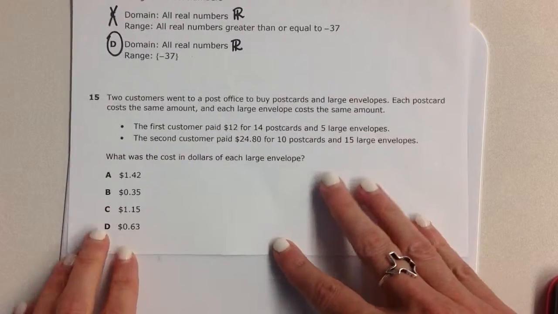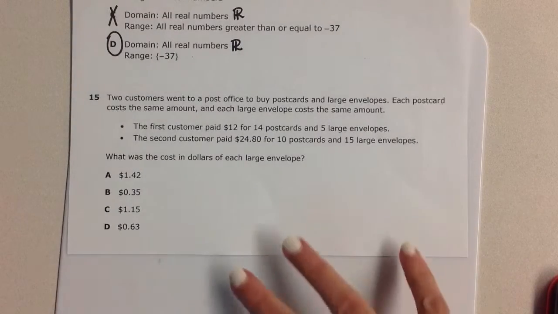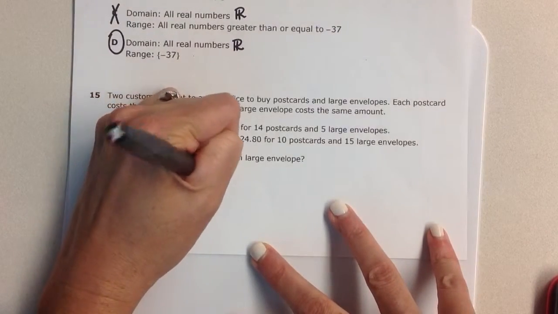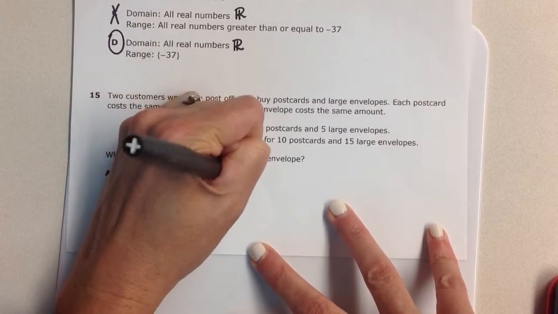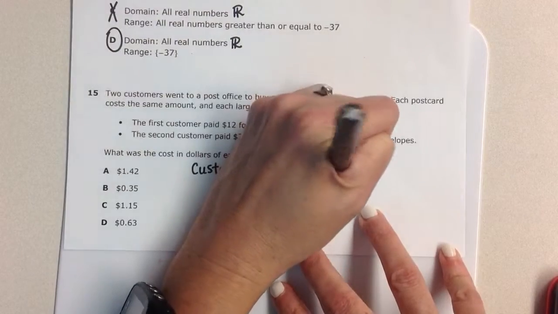Okay, looking at number 15, it says 2 customers went to a post office to buy postcards in large envelopes. Each postcard costs the same amount, and each large envelope costs the same amount. The first customer paid $12 for 14 postcards and 5 large envelopes. The second customer paid $24.80 for 10 postcards and 15 large envelopes. Okay, so we're going to set up 2 equations. We're going to say customer number 1 and then customer number 2.